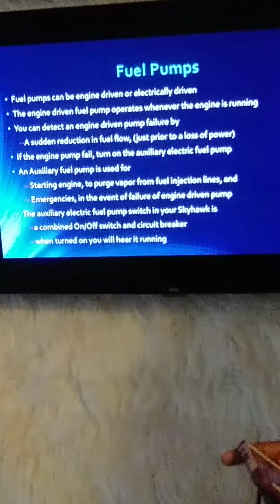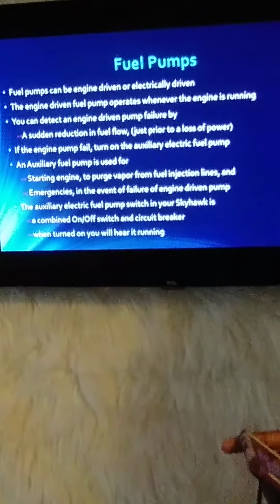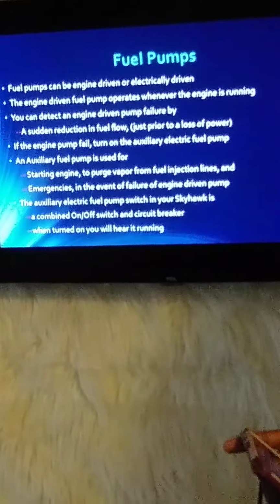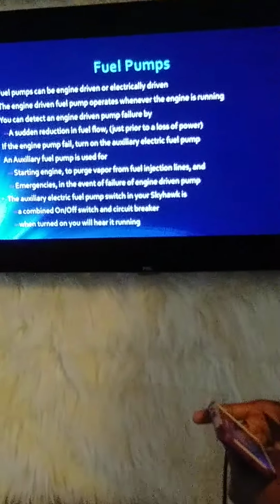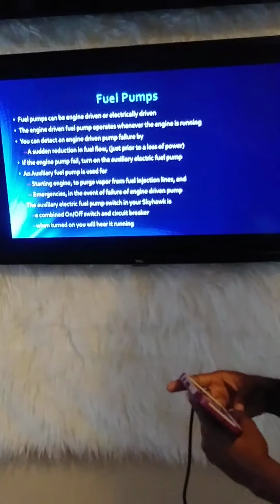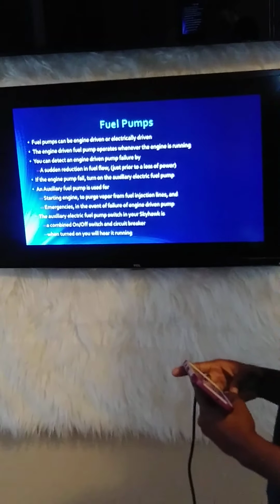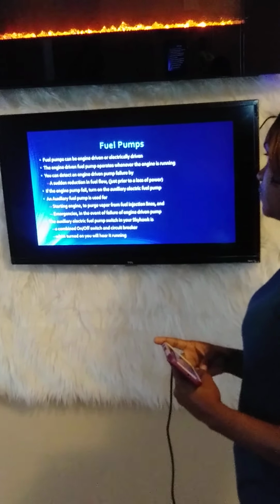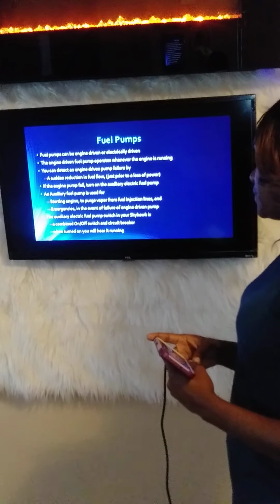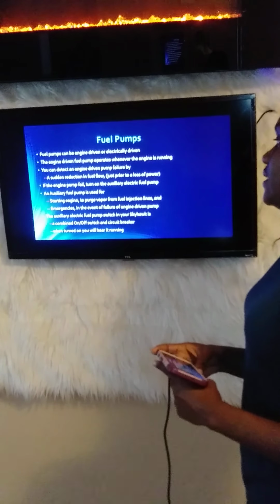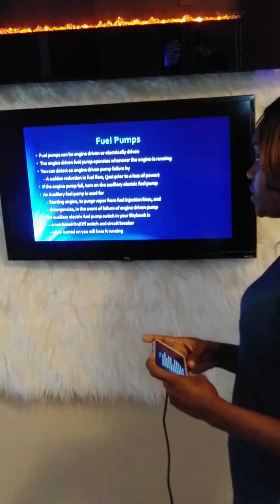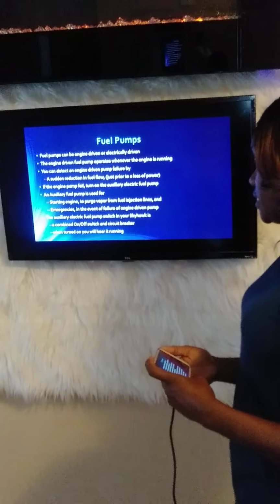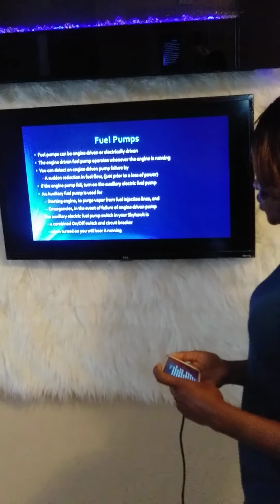The fuel pumps can be engine-driven or electrically driven. The engine-driven fuel pump operates when the engine is running. You can detect engine-driven fuel pump failure by a sudden reduction in fuel flow just prior to a loss of power. If you have an engine pump fail, turn on the auxiliary electric fuel pump. An auxiliary fuel pump is used for starting the engine, to purge fuel vapor from the fuel injection line, and for emergencies in the event of failure of the engine-driven pump.